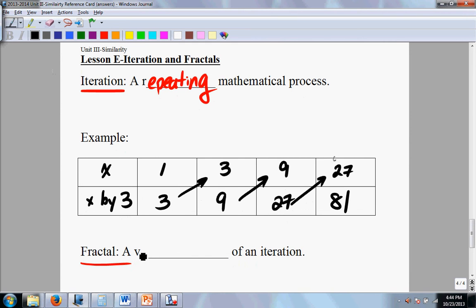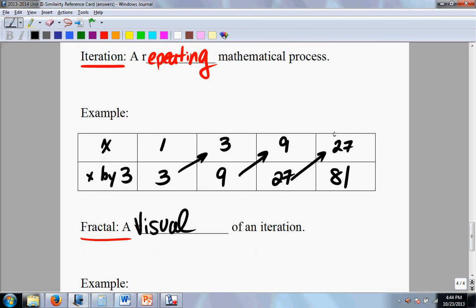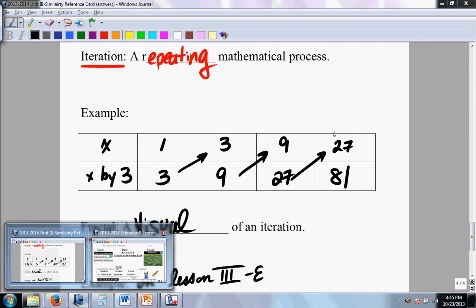Now, a fractal is simply some sort of visual of an iteration. A fractal is a visual of an iteration. They give you examples on your notes. We're going to do it directly on Unit 3, Lesson E. So let's go here.